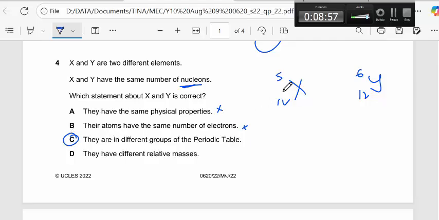They have the same relative mass, 12 and 12, because they said same nucleon number. Nucleon number is the relative mass in grams. Remember? Yeah.